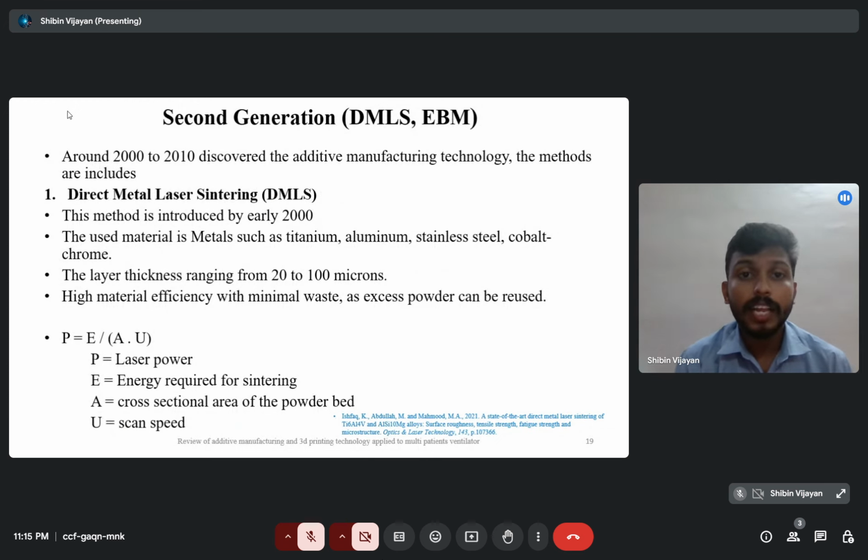The direct metal laser sintering method was introduced in early 2000. The materials are titanium, aluminum, stainless steel, and cobalt-chrome. The layer thickness ranges from 20 to 100 microns. Material efficiency is high, with minimal waste and powder reuse. The technical equation is P = E / (A × U), where P is the laser power, E is the energy required for sintering, A is the cross-section area of the powder bed, and U is the scan speed.